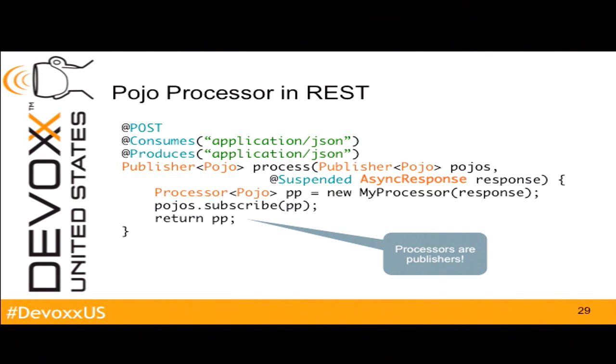But all we need to do is subscribe to the entity, which is called pojos, using our processor. And because our processor is also a publisher, we can just return it as the value of the resource method. So basically what you're doing is sending a stream of pojos, doing some transformation on them, and getting them back. But you're doing this all using NIO, because the system is going to guarantee that it's all done through NIO.